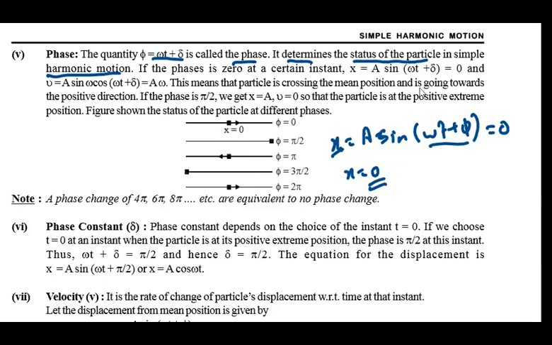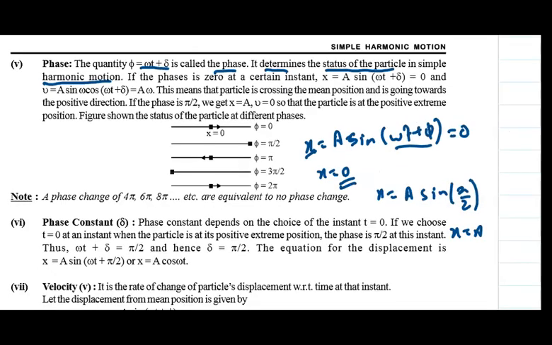Now, if this whole omega t plus phi is equal to pi by 2, which means it is at extreme position, yes or no? Because x is equal to what? A sine pi by 2, which is equal to 1, so x equals A. Which means it is at extreme position, yes or no? Agree?